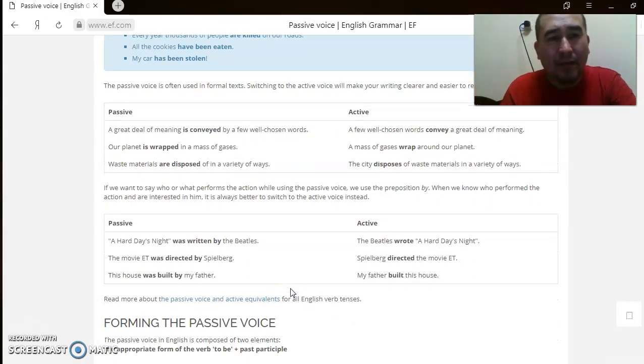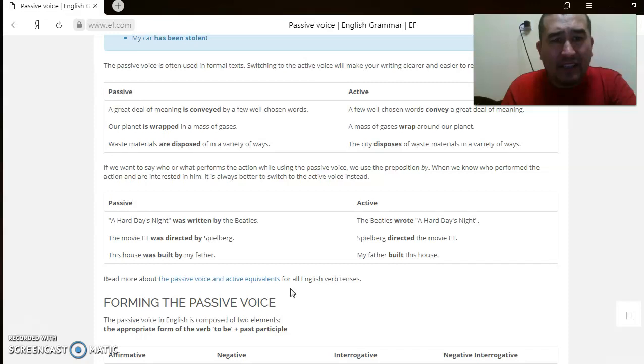For example, passive: A great deal of meaning is conveyed by a few well-chosen words. A few well-chosen words convey a great deal of meaning. So you see the difference. Our planet is wrapped in a mass of gases. A mass of gases wrapped around our planet. Waste materials are disposed of in a variety of ways. The city disposes of waste materials in a variety of ways.